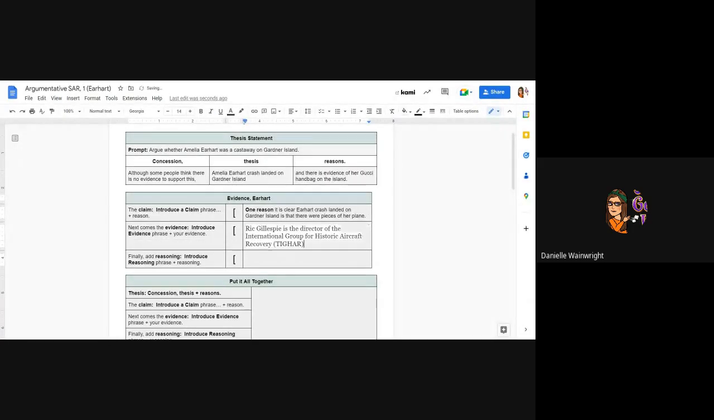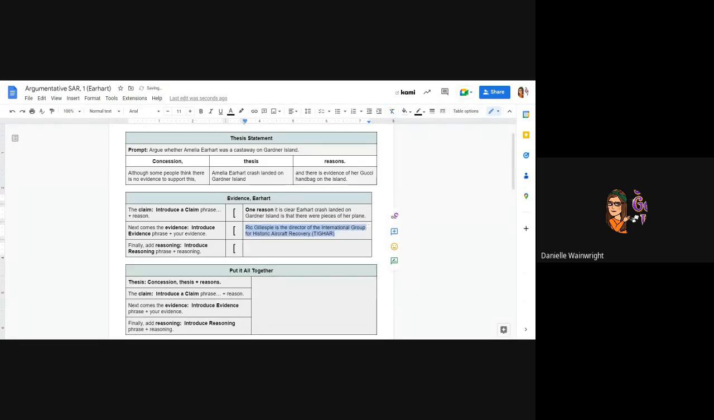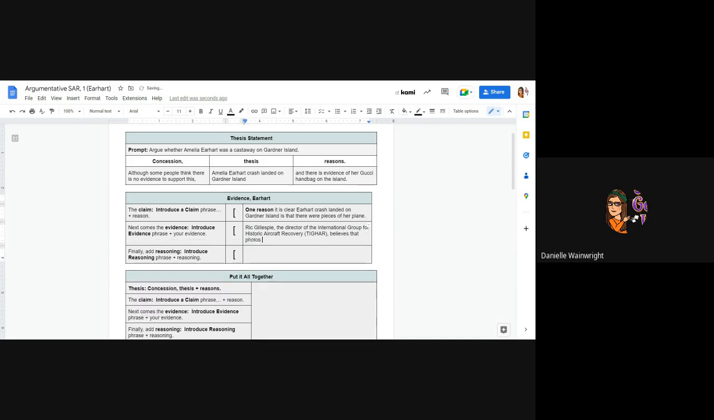So I'm going to go Rick Gillespie. I'm going to highlight this, get rid of my formatting, right? And instead of saying "is the director of," I might just say, comma, the director of, comma. And then I'm going to say, I guess, "believes that photos," his evidence was that there were photos showing her plane, right? Show her landing gear in the water, in the shallow water.